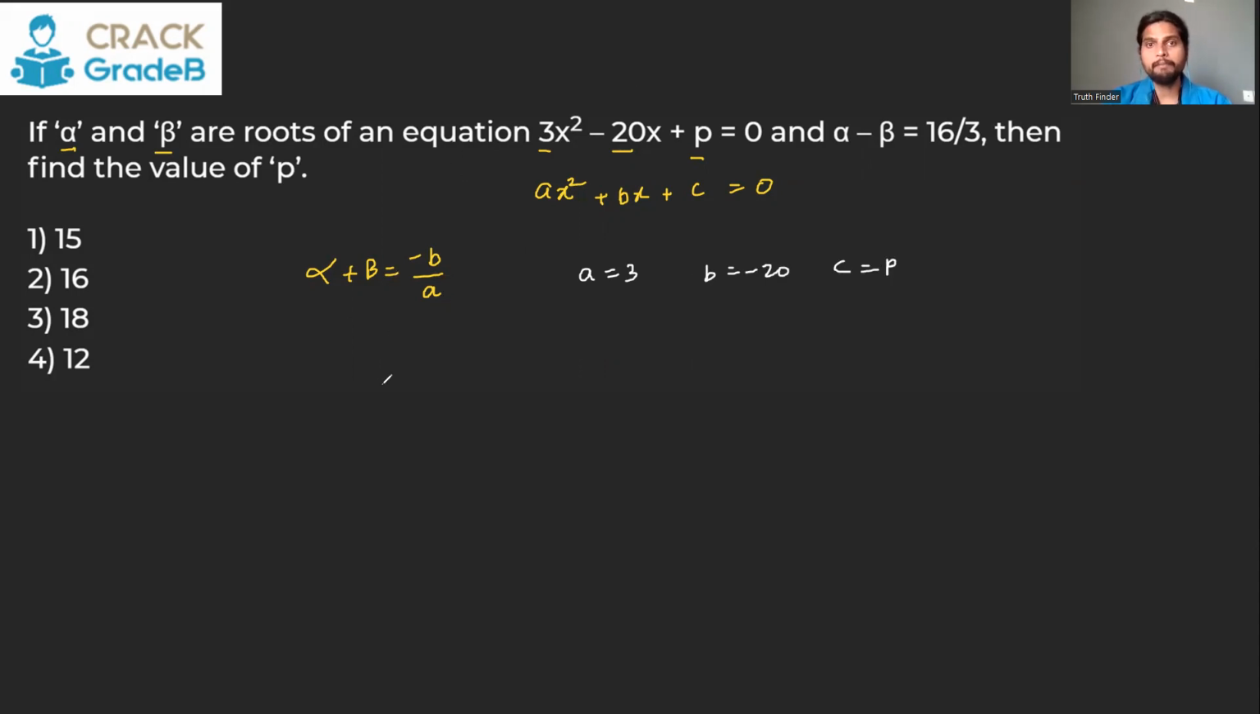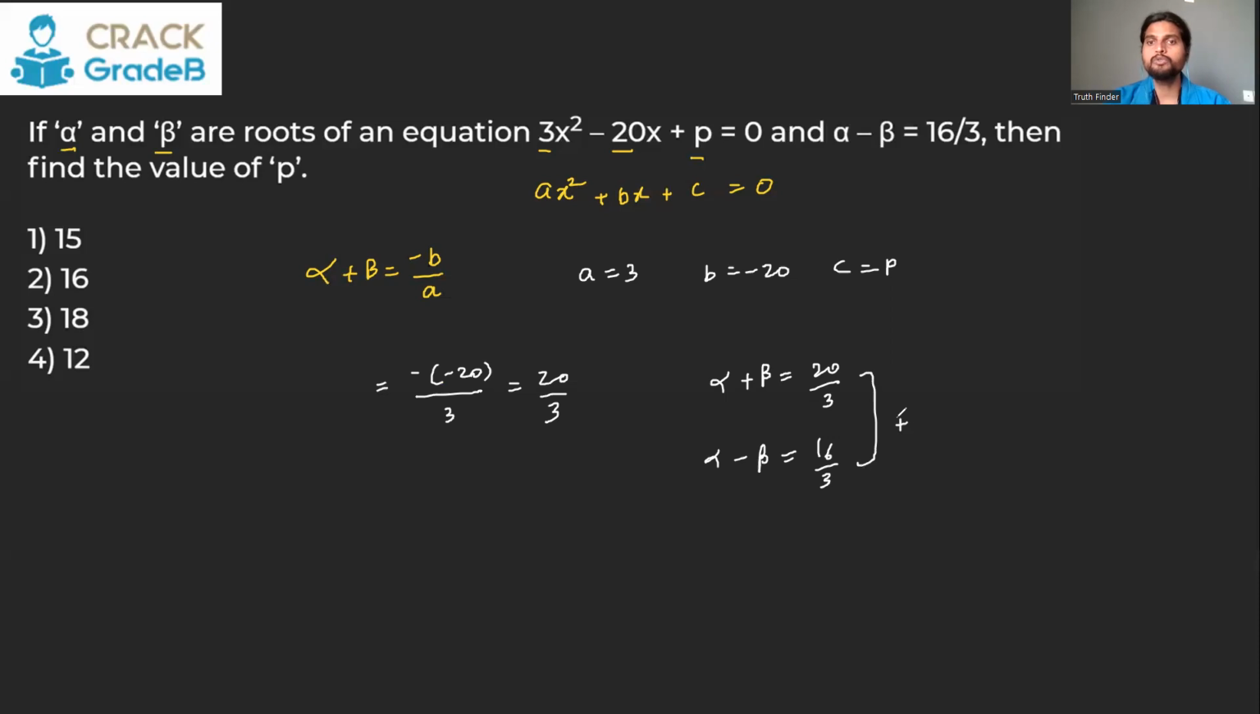Sum of roots is minus b upon a. So minus of minus 20 upon 3. That gets us 20 upon 3. Sum of roots is 20 upon 3. So alpha plus beta, which is the sum of roots, is 20 upon 3, and the difference of alpha and beta is given as 16 upon 3. Then you can calculate alpha and beta: two equations, two variables.